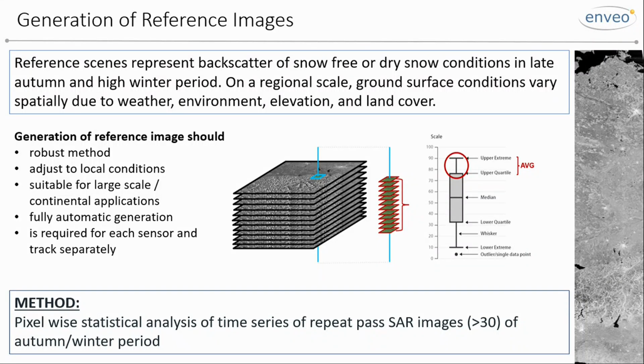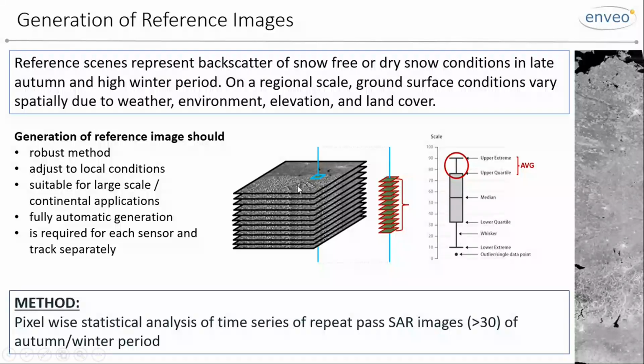We are taking, in principle, 20, 30, 40, 50, 100 images. How many are there? And they are there. We have 10 years of Sentinel data, every 6 days acquiring in repeat pass. In principle, we select a potential time period where we expect that there is snow-free conditions in late autumn or dry snow in the early winter season. But it could also be that there is still some melt, but we don't care.